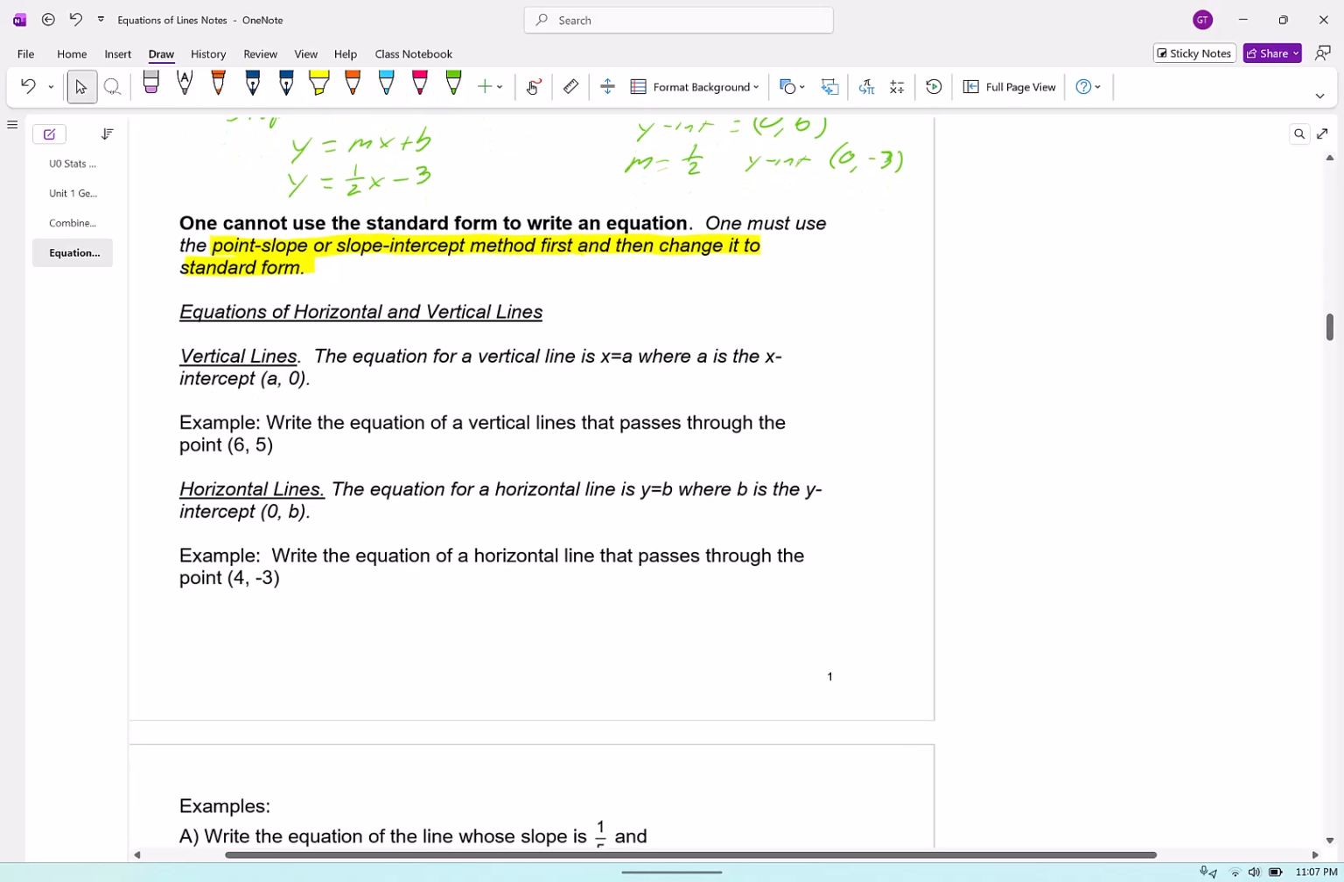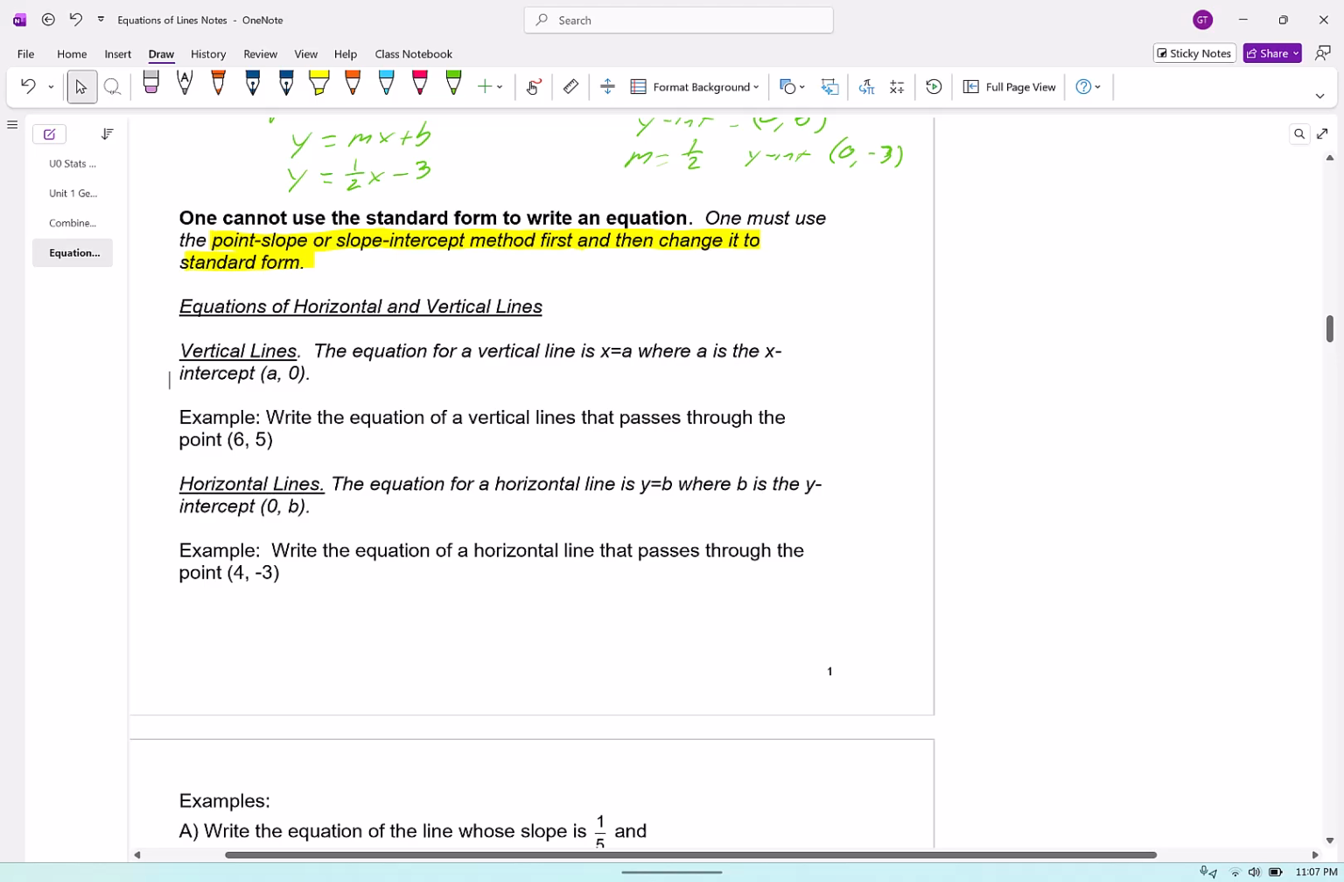Okay, so just a couple things about vertical lines and horizontal lines, right?